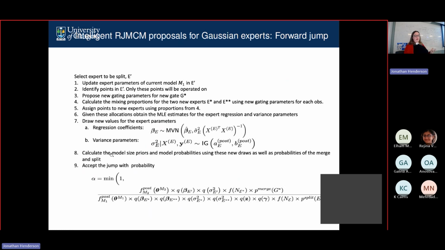So we have everything. We can calculate all the priors and model probabilities, and we have then our acceptance ratio to decide whether or not we're going to accept this proposal. So the ratio of these new models to the old model, and then the probabilities of essentially merging from the new model to the old, and the probability of splitting from the old model to the new. And after some old and nasty algebra, you get a probability. You randomly accept or reject with the probability alpha. If we reject, we stay in the same model architecture we had before. If we accept, we now split that gate and have these two new experts.